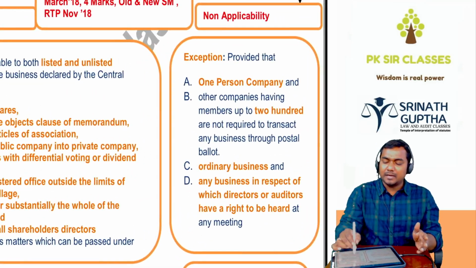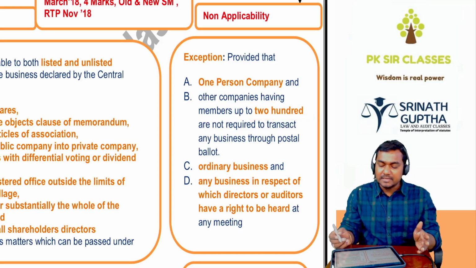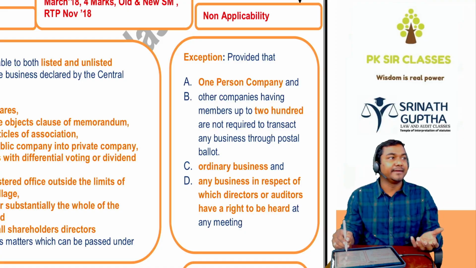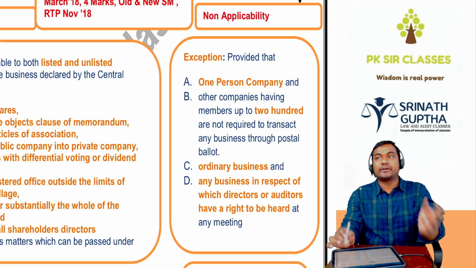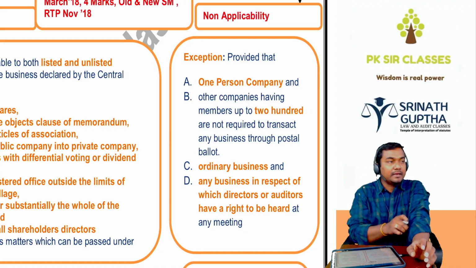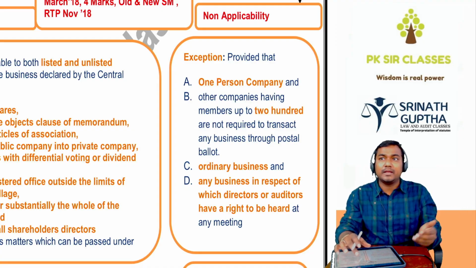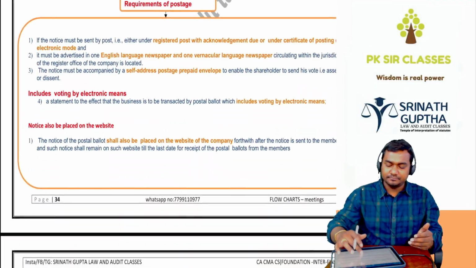The postal ballot is not applicable to OPC companies and companies having up to 200 members. It is not applicable to ordinary business and any business in respect of which directors and auditors have the right to be heard. So for an OPC company, up to 200 members, and ordinary business, the concept of postal ballot will not be applicable because here we are not inviting anyone to a meeting. We are sending only letters. The remaining process remains the same, as we have already discussed.